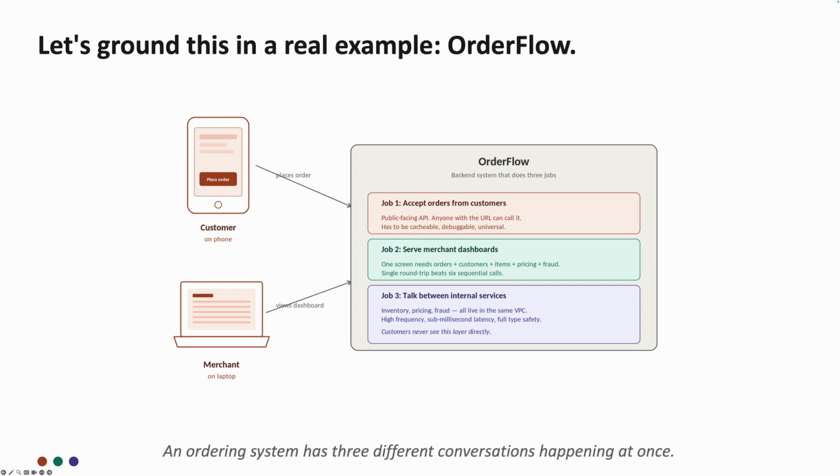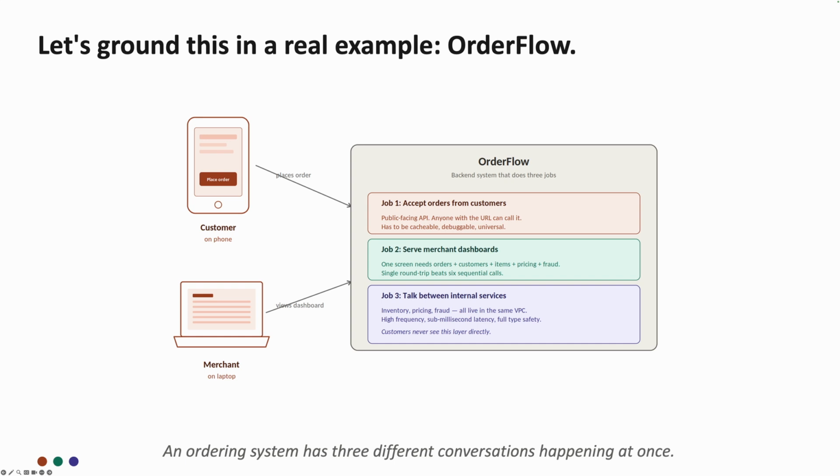A customer on their phone places an order. That's the person at the counter. They need a simple public way to order. Then the merchant on their laptop opens a dashboard that shows the order, who placed it, what's in it, the price, and the fraudulent transaction check, everything on one screen. That's the customer at the table getting the whole meal. Remember that from the restaurant analogy?